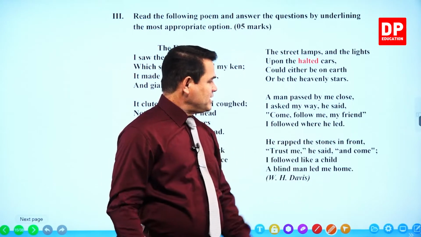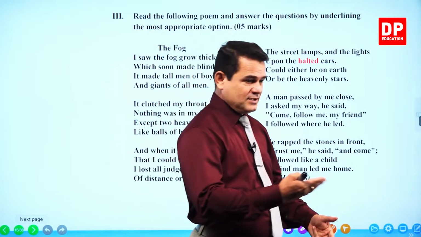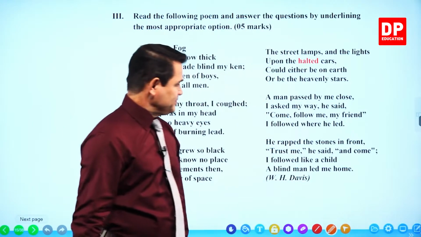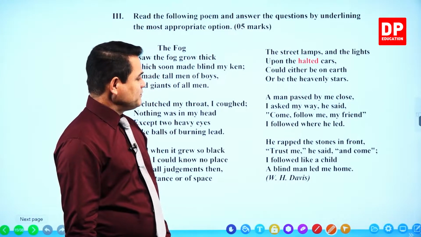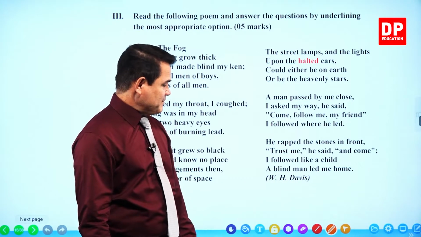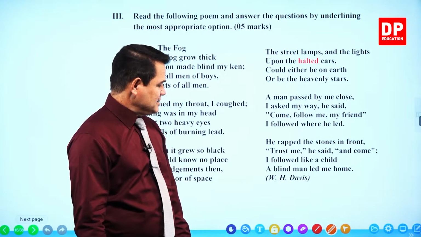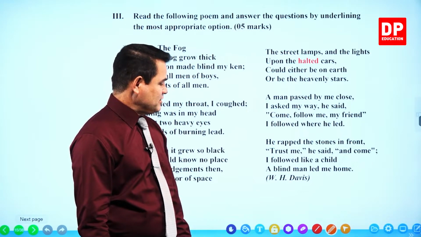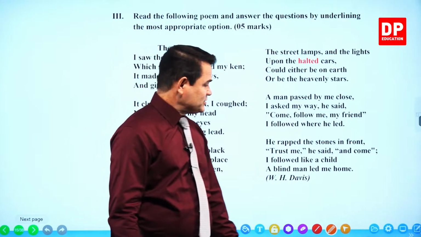I followed where he led. He was going in front and I followed him. He wrapped the stones in the front. Trust me, he said, and come. I followed like a child. A blind man led me home. So he wrapped the stones in front.